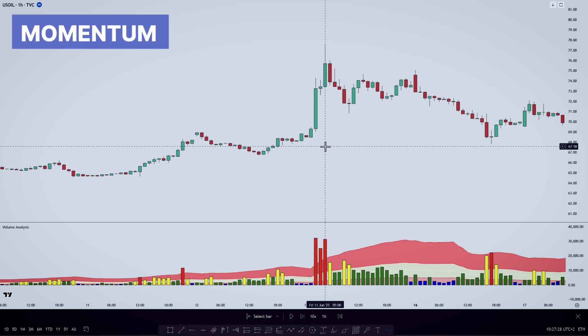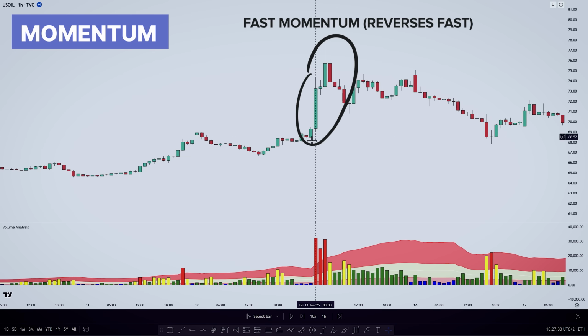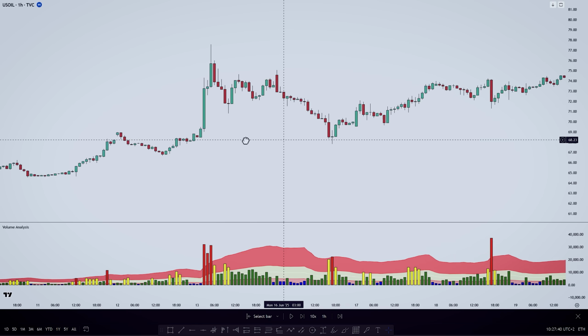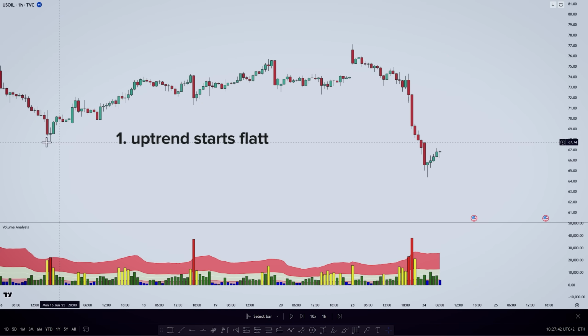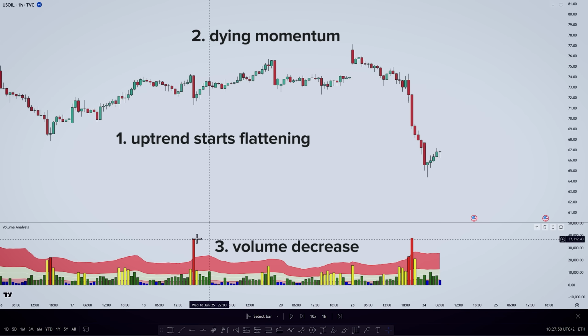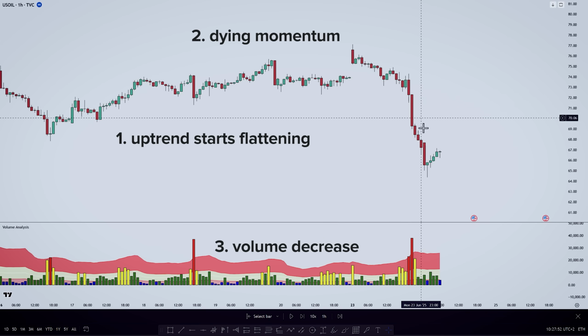Now watch momentum. Fast momentum is emotional. It burns hot and reverses fast. Slow, grinding momentum is calculated. It tends to last. But watch for the shift. If an uptrend starts flattening, if it takes more time to cover less distance, momentum is dying. When momentum flattens and volume drops, get out.